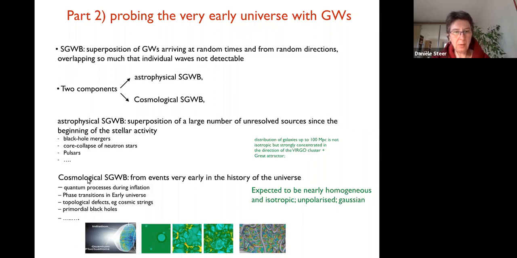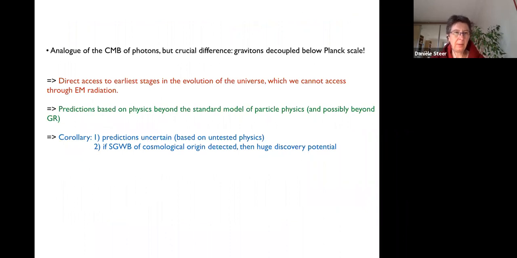So our focus is the cosmological background. And as I explained on Tuesday, it's the analog of the cosmic microwave background of photons produced at decoupling, but with the crucial difference, and I explained why, it's because of the weakness of gravitational interactions. The crucial difference being that gravitons are decoupled below the Planck scale. So the stochastic gravitational wave background gives us direct access to the earliest stages in the evolution of the universe, which we can't access directly through electromagnetic radiation.